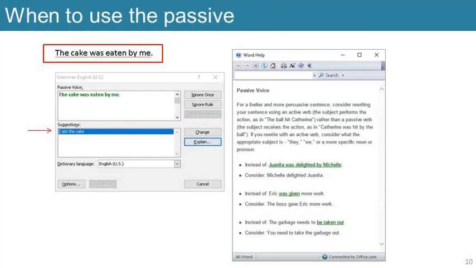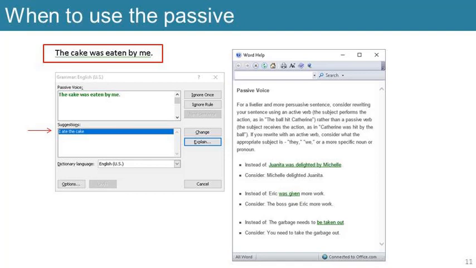It is relatively easy to understand what the passive is and how to form it, but now let's discuss the more difficult question of when to use it. If you have used a grammar checking tool such as Microsoft Word or Grammarly, you will no doubt have seen a suggestion like this.